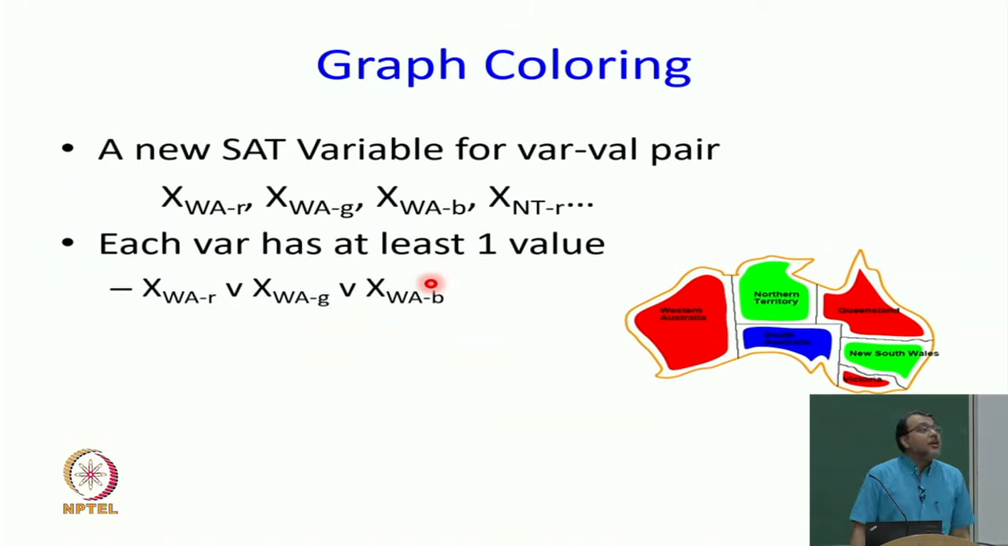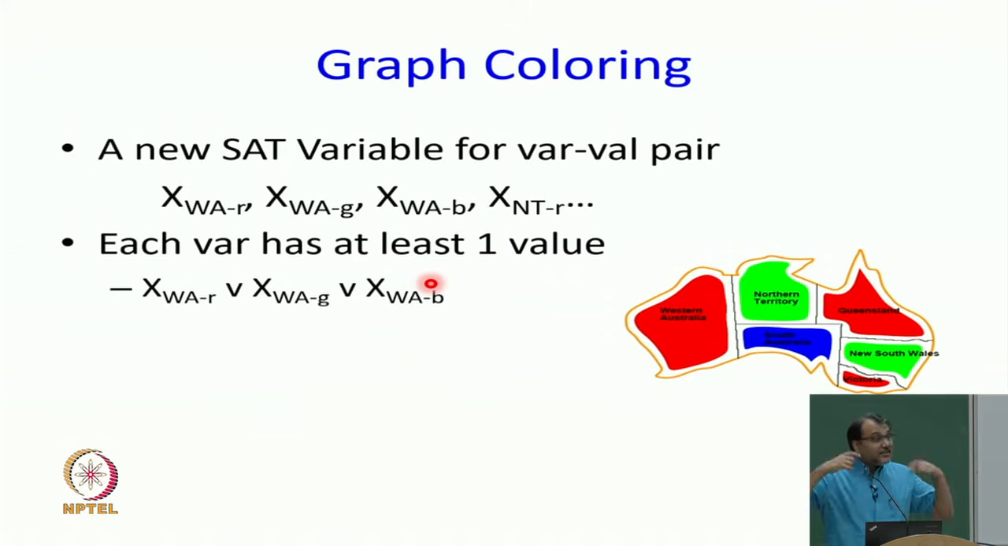XWAR or XWA green or XWA blue. There is one other obvious constraint that I need to add. It should have at most one color, because up until now we have only said it should have one, but we haven't said it can't have more than one. It could decide to have all colors in Western Australia, then things will become crazy, right?